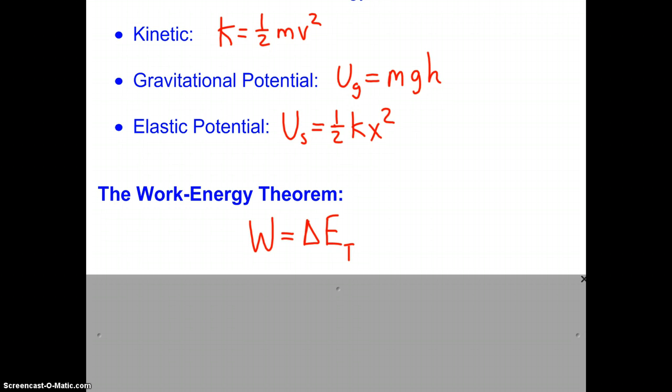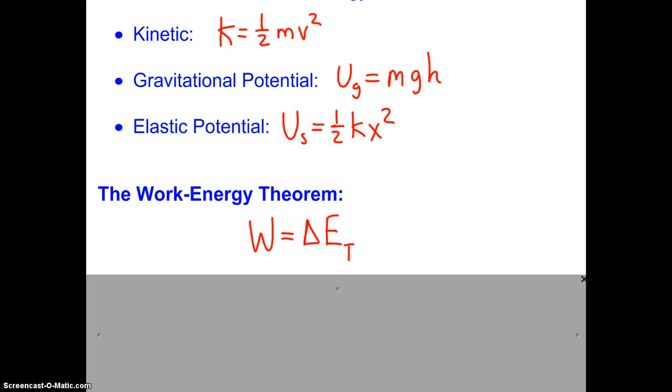So we're only going to talk about mechanical energy in this unit. We're not going to talk about electrical potential energy. We're not going to talk about any other kinds of energy at this time, just mechanical energy. So again, reminding you that mechanical energy is the sum of any kinetic and potential energies in the system. So this is saying to you that the work done on an object is equal to the change in the total mechanical energy of that object.